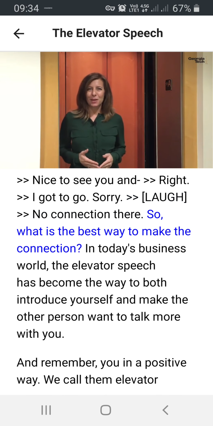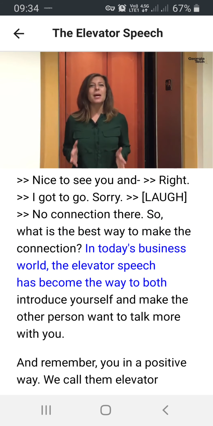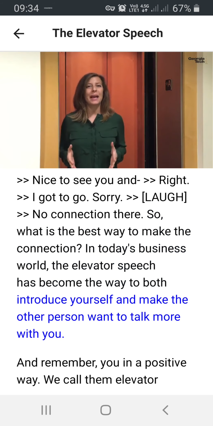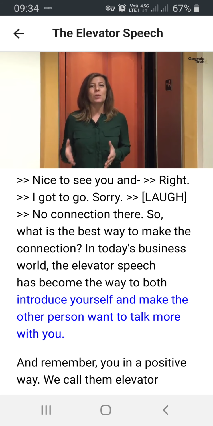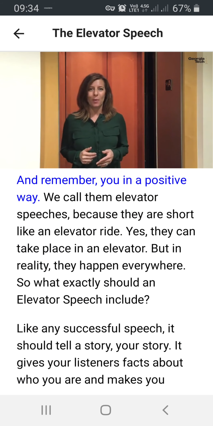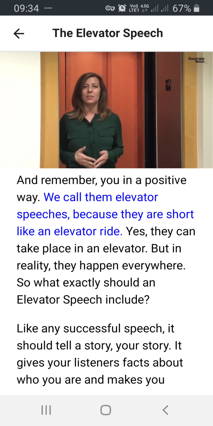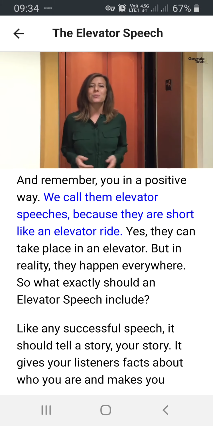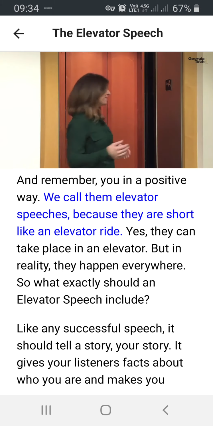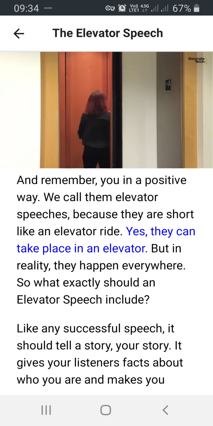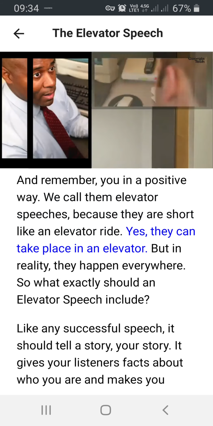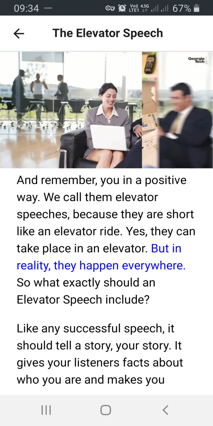So what is the best way to make the connection? In today's business world, the elevator speech has become the way to both introduce yourself and make the other person want to talk more with you and remember you in a positive way. We call them elevator speeches because they're short, like an elevator ride. Yes, they can take place in an elevator, but in reality, they happen everywhere.